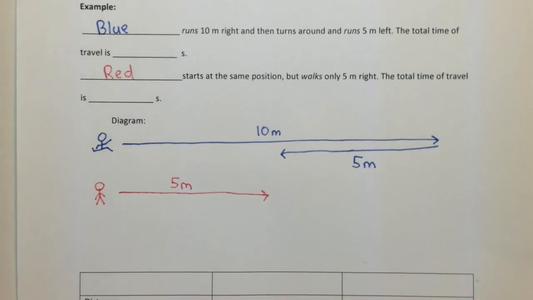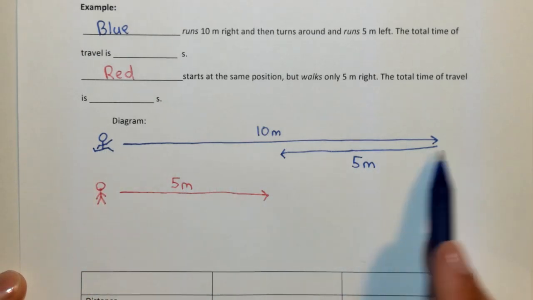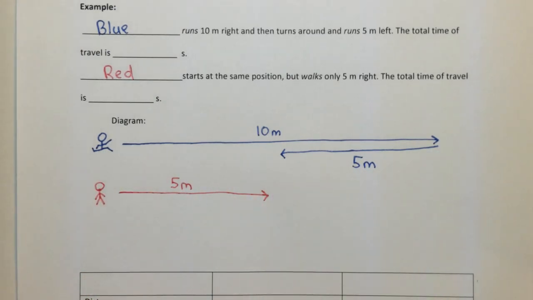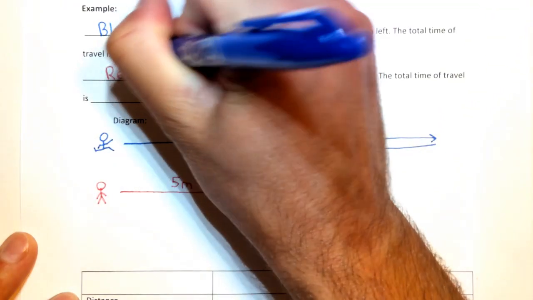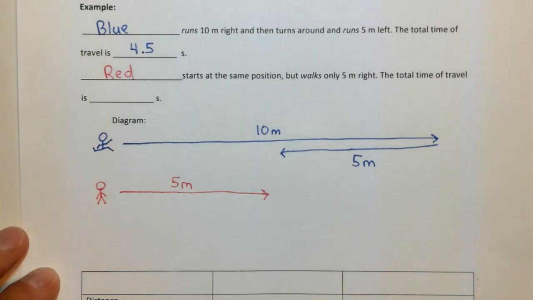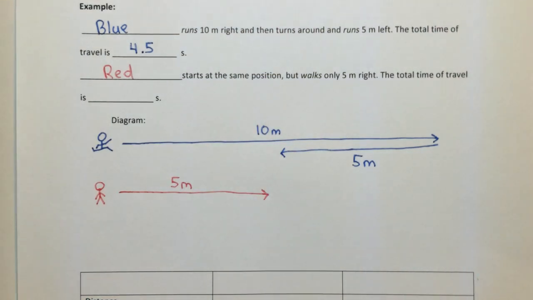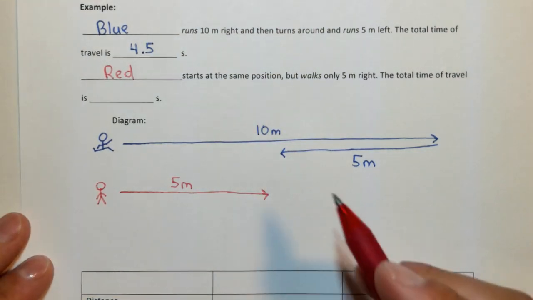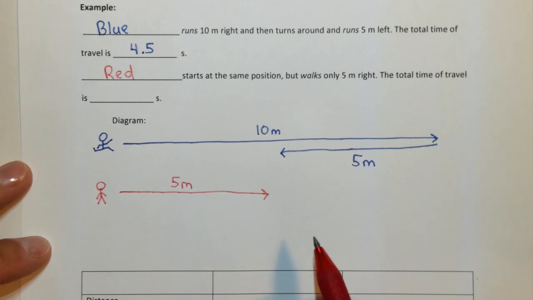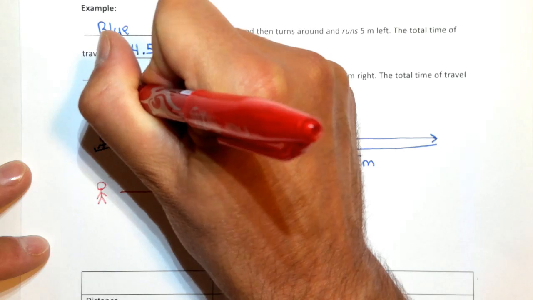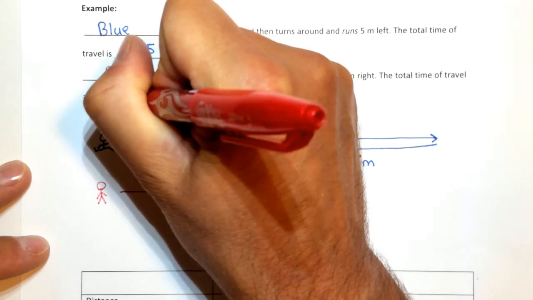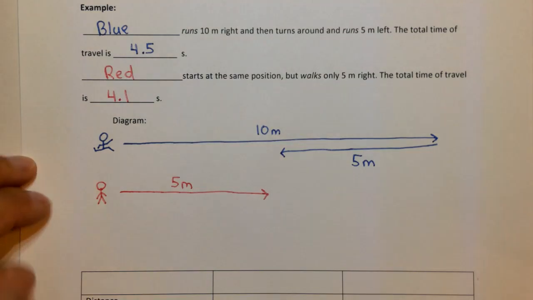So let's say in our example, blue is able to do this whole race across and back in, let's say, 4.5 seconds. But red beats blue by a little bit. They don't have to go nearly as far. They don't have to stop and turn around and change direction and speed up again. So maybe red can do this in 4.1 seconds.